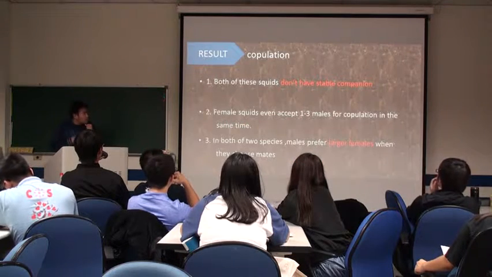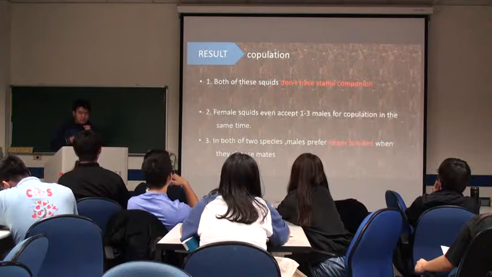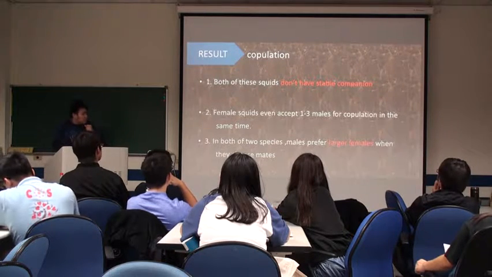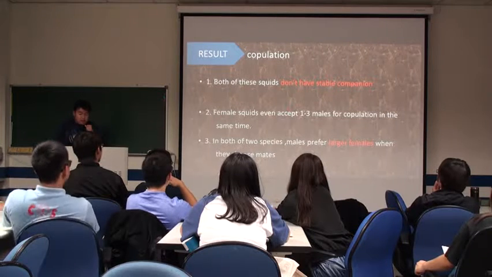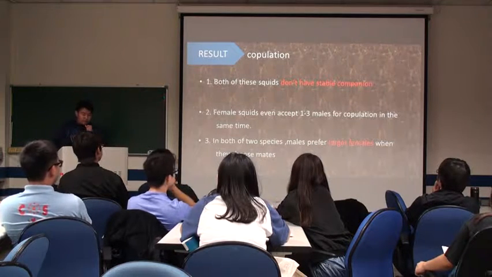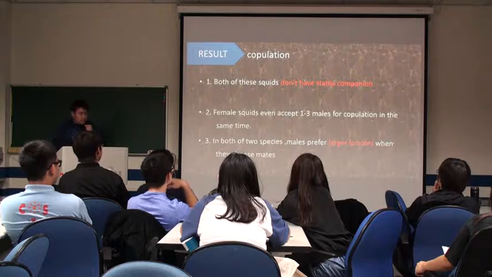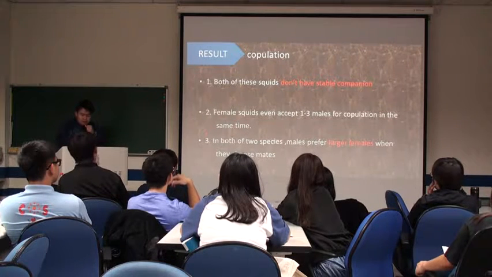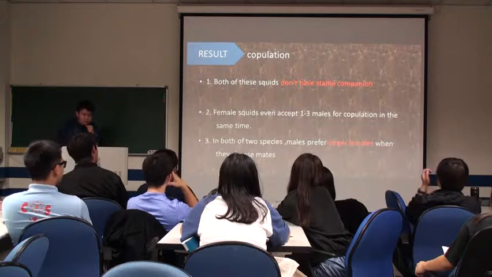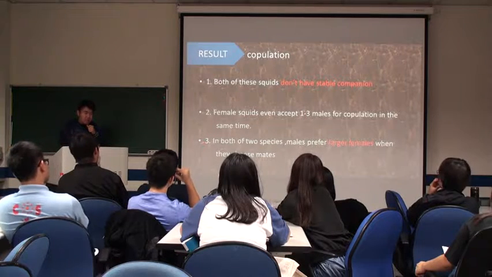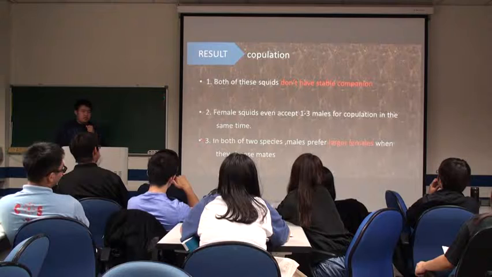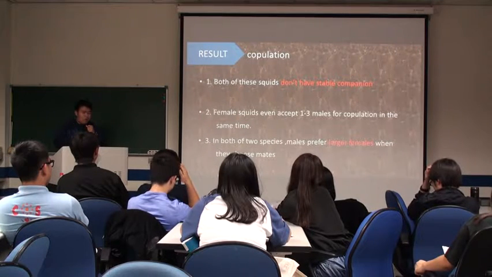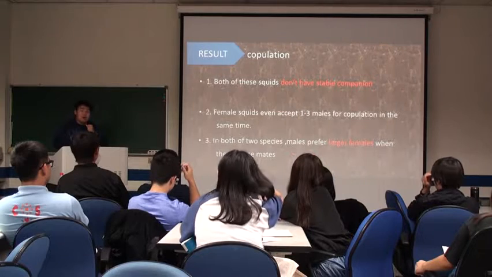Both of these squids don't have a stable companion. And we can find that a female squid even accepts 1 to 3 males for copulation at the same time. Third, in both species, males prefer larger females when they choose a mate. And besides, the female squids in these 2 species are always bigger than the males.